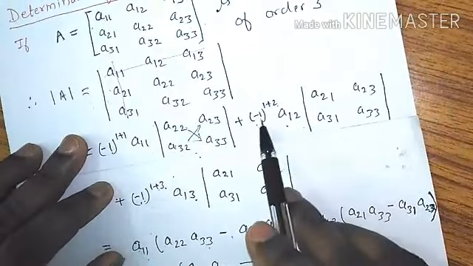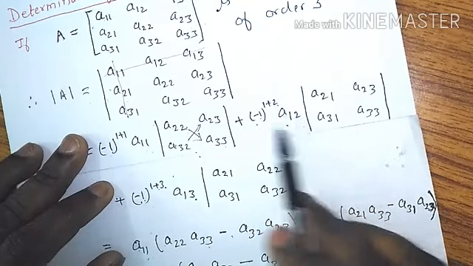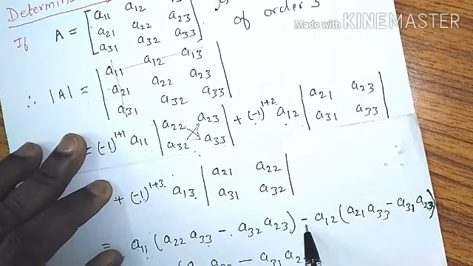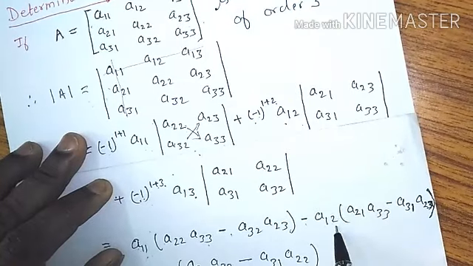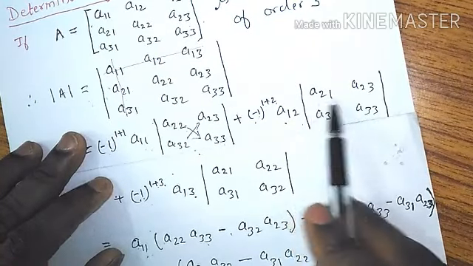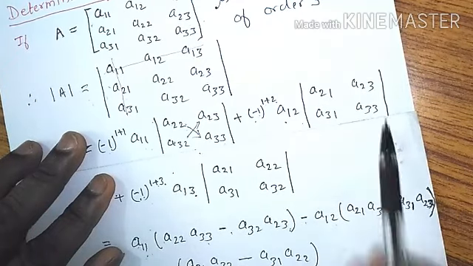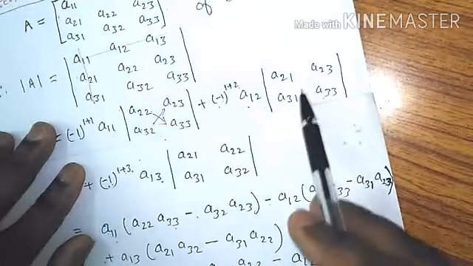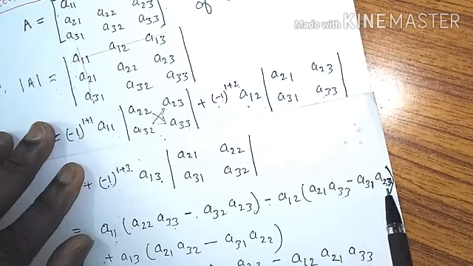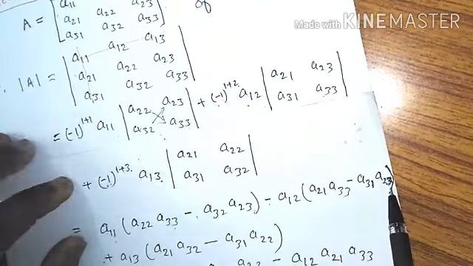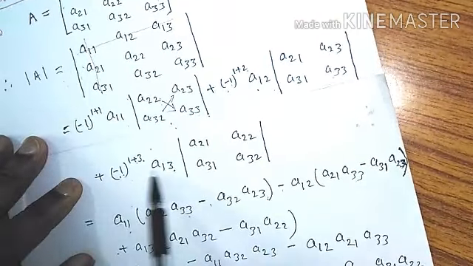Then comes the next position. This is in the odd position, so the sign of A12 will get changed. So I have written minus A12. Then again the determinant of this will be solved in the cross order manner: A21 into A33, then up arrow A31 into A23. Got it? And then comes the next one, A13.